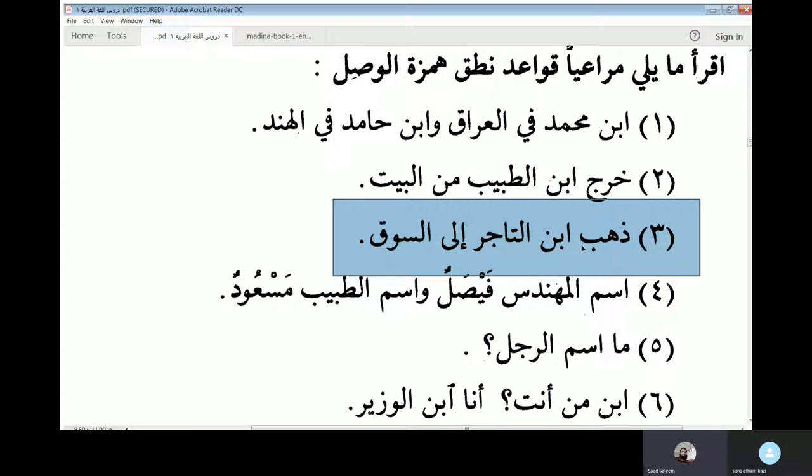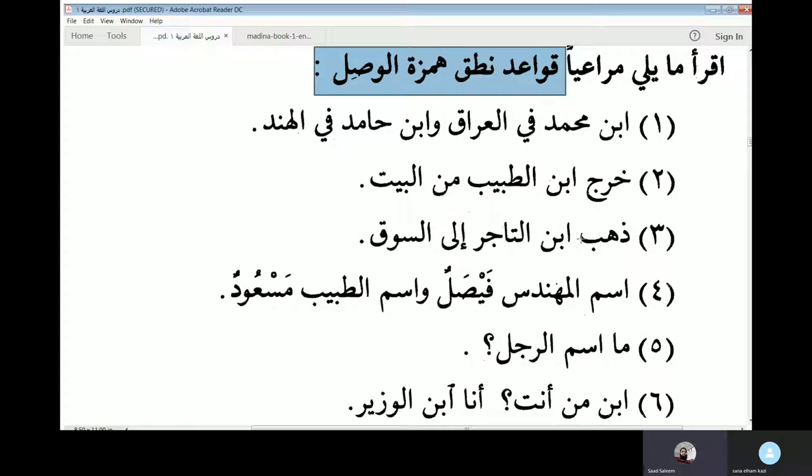Dhahabab nu tajiri. Dhahabab nu tajiri. Alif is silent. It's not Dhahaba ibn tajir. You can say that, but if you keep in mind the rules of pronunciation of Hamzatul Wasl, then we should say Dhahabab nu tajiri. On normal occasions, we can say Dhahaba ibn tajiri; people will not mind it. But here, since we are learning the grammar, you had better say Dhahabab nu tajiri.